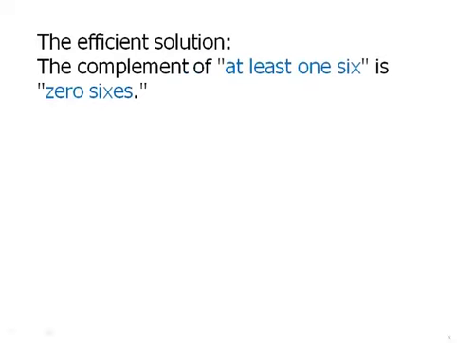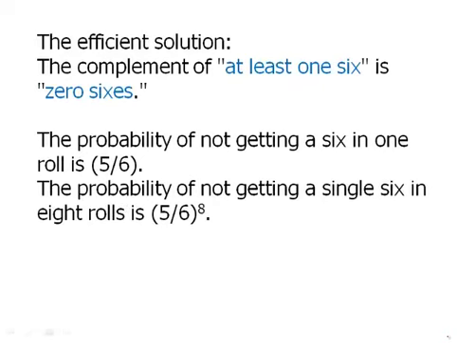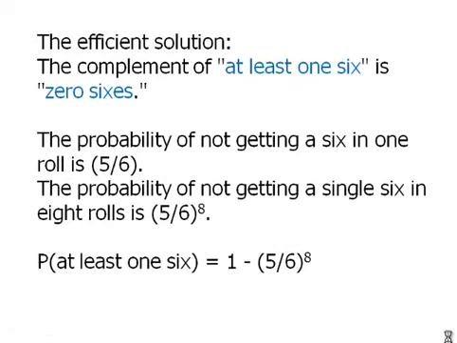So here's the shortcut. The efficient solution: the complement of at least 1 six is 0 sixes. Well, let's think about this. The probability of not getting a 6 on one roll is 5/6. The probability of getting not a 6, 8 times, is (5/6)^8. And so the probability is 1 minus (5/6)^8.